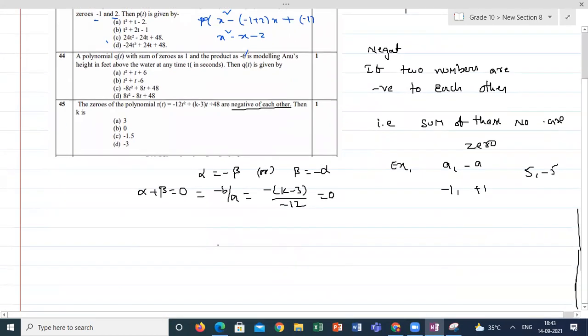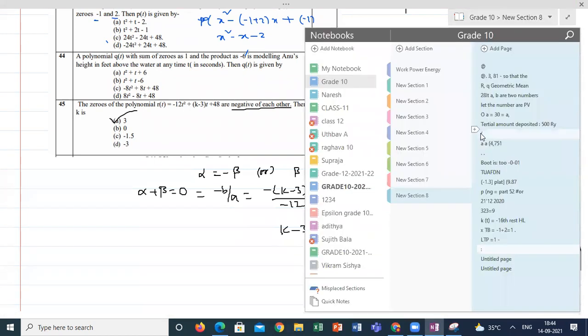Understood, Sanayu? What I'm saying? Sir? Sir, I had asked the doubt, sir. Yeah. What's the name? Sorry. Durlav. Now we are clear what I'm doing, what I have done? Yes, sir, I got it. So k minus 3 is equal to 0. From here, k should be equal to 3. So the answer is the first option here.